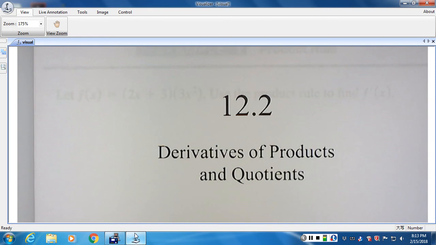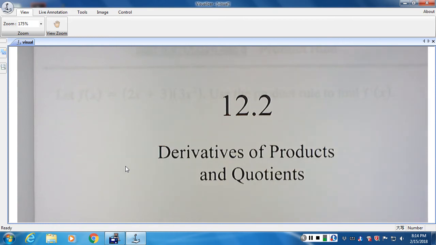12.2 is about the derivative of products and quotients. And the key thing that you're going to need to be able to do in the products and quotients is to make sure that you understand that you're going to have to take two separate sets of derivatives before you combine them into the final derivative. And that'll make sense as I do the examples.